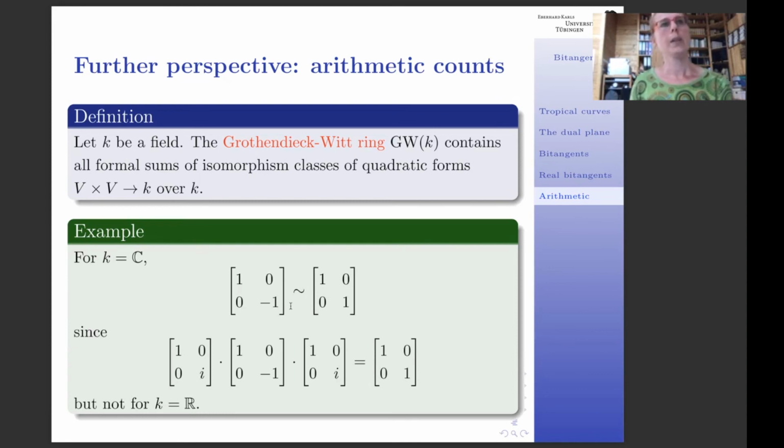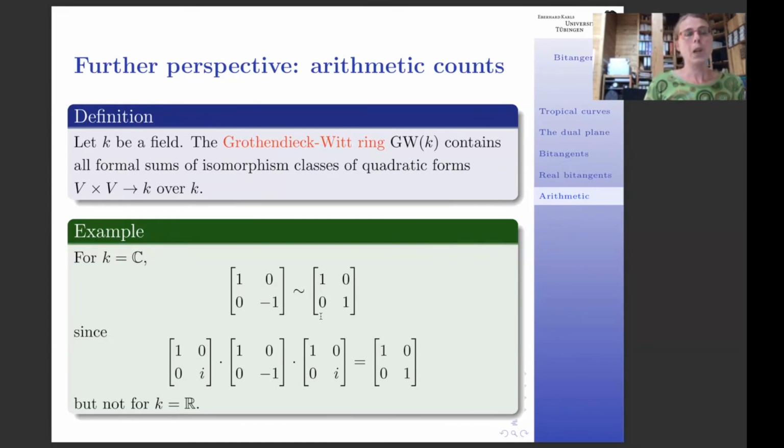If we take the complex numbers, then this matrix, of course, defines a quadratic form from the two-dimensional vector space over C times the two-dimensional vector space to the ground field, because I can multiply a vector from the left and a vector from the right. That's the usual linear algebra way of writing down quadratic forms as matrices. And then if we're working over the complex numbers, we can just use a base change using this matrix 1, 0, 0, i. And with this, we see that this matrix is actually equivalent to just the unit matrix over C. So the class in the Grothendieck-Witt ring would be one and the same.